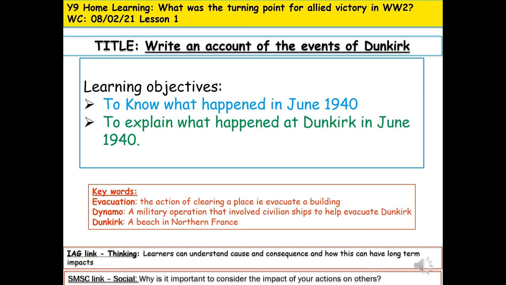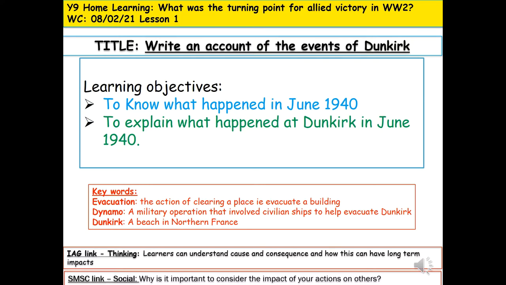Welcome back, Year Nines. This is your first lesson for this week, where we're going to write an account of the events of Dunkirk. So we need to know what happened in June 1940. If you remember, the Germans have just invaded a lot of Europe, and we're going to look at what happened in France, and explain what happened at Dunkirk in June 1940.